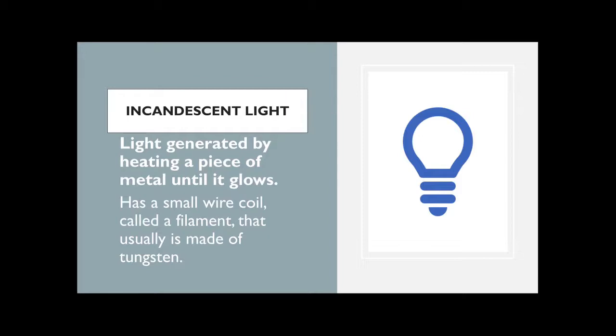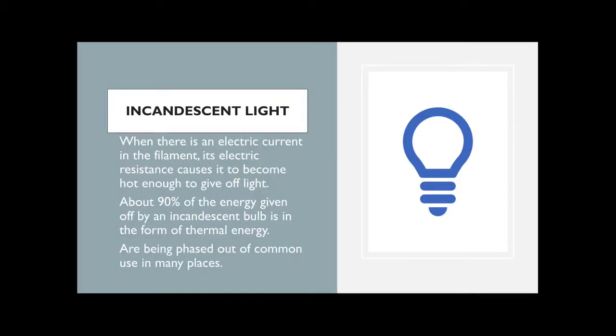The definition of incandescent light is basically light that is generated by heating a piece of metal inside of the light bulb until it glows. So what is this piece of metal inside the light bulb? It's called a filament, and the filament is a wire that is coiled and made up of tungsten. And tungsten is a pretty hard metal, meaning that it is pretty dense.